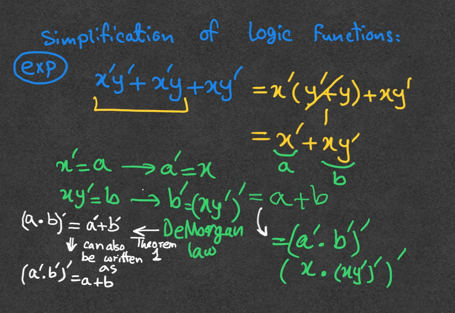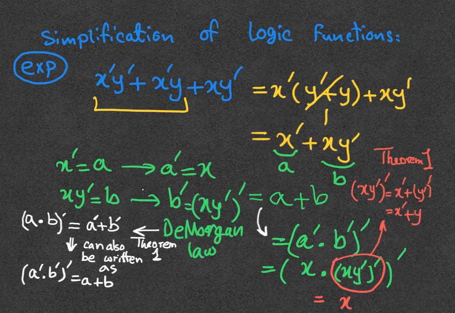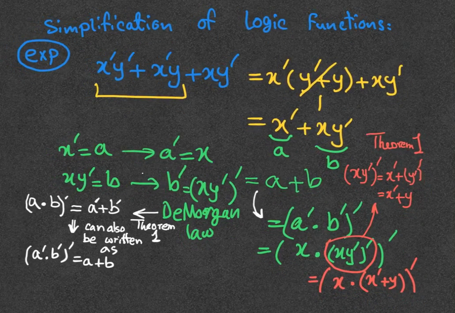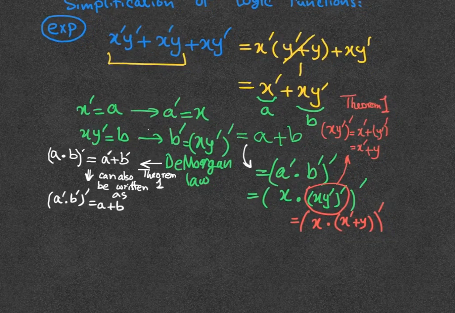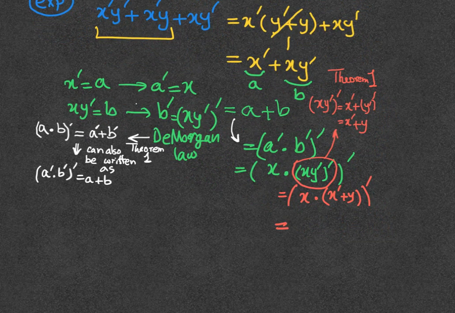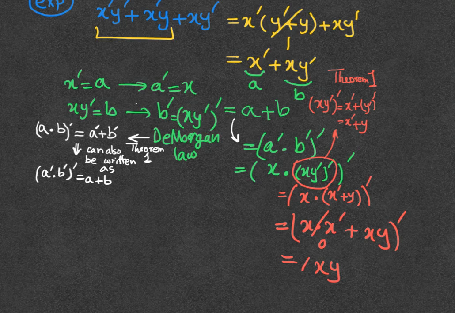Again, I use De Morgan's law here. For this one, I use De Morgan's law too. So I get x multiplied by x prime plus y, by using De Morgan's theorem. Now you get x multiplied by x prime plus x multiplied by y, and the whole thing has a complement. x multiplied by x prime is just 0, so at the end you get x y prime.